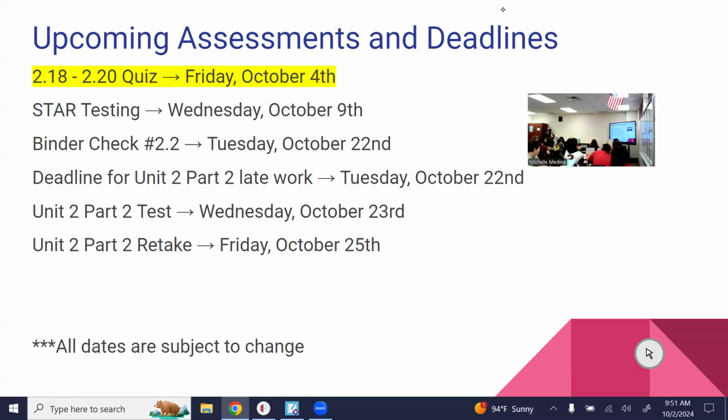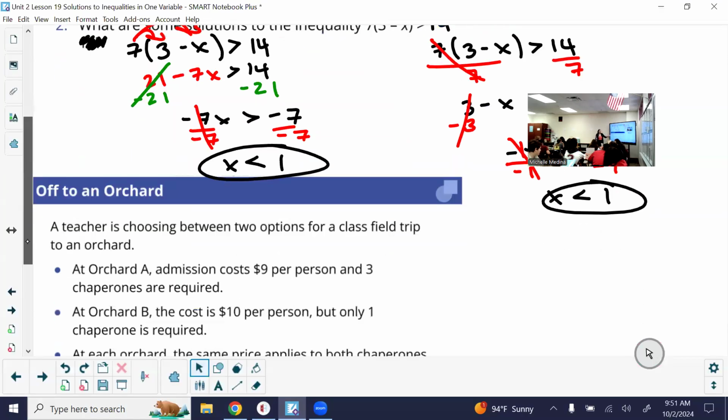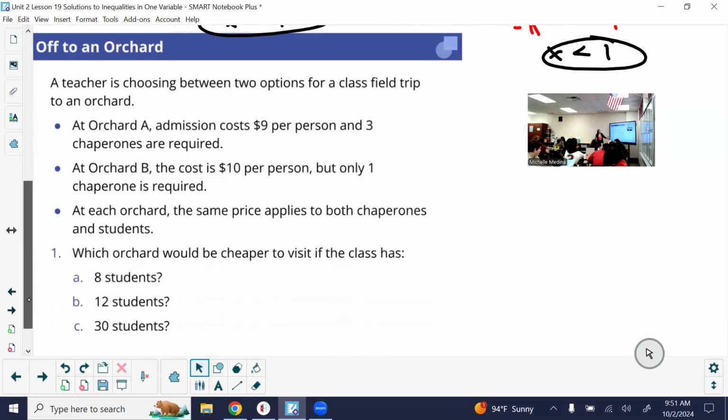So just keep that in the back of your mind. There is only one quiz this unit, a really short one, so you don't want to lag behind because it will be over before you know it.